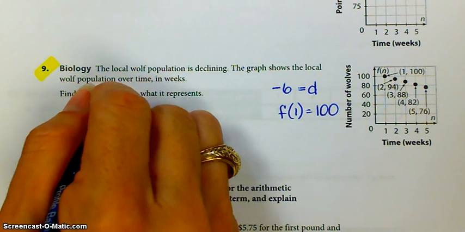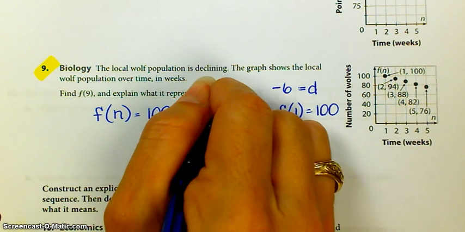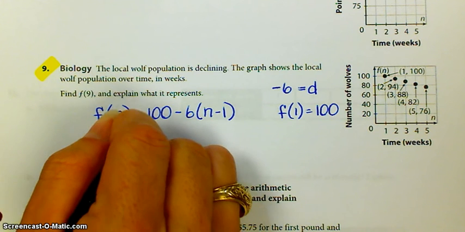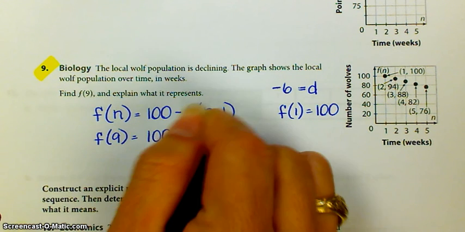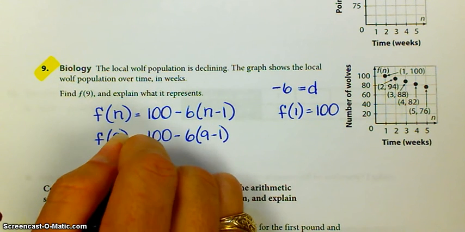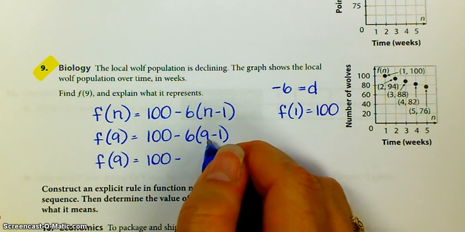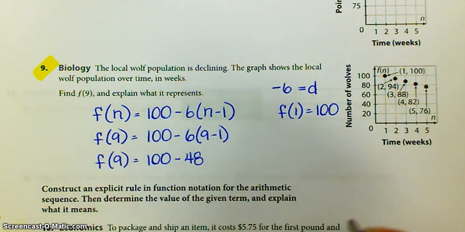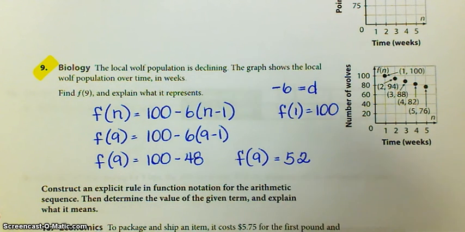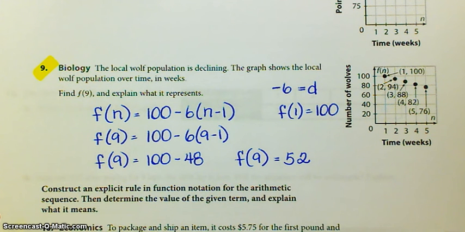I'm going to write my explicit rule. And then it says find f of 9 and explain what it represents. Okay, f of 9. 9 minus 1 is 8. So 6 times 8 is 48, so minus 48. 100 minus 48, so f of 9 is 52, which means after 9 weeks, your wolf population is only 52. So I don't know what's killing them off, but that's not good news.